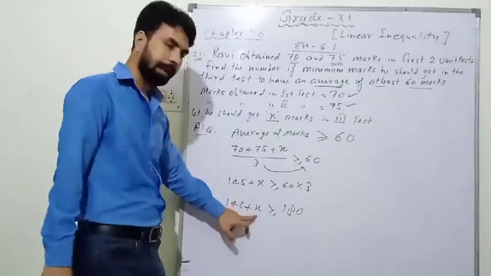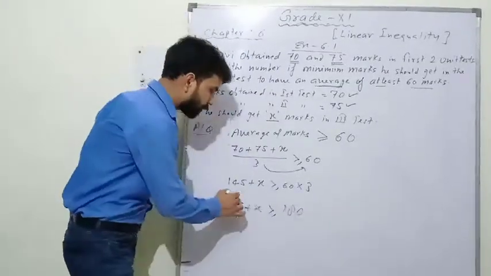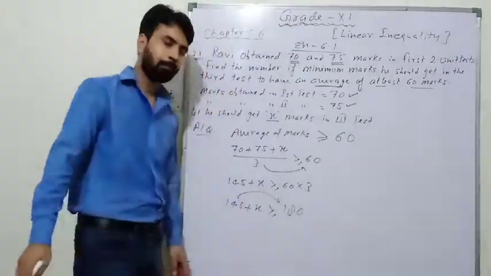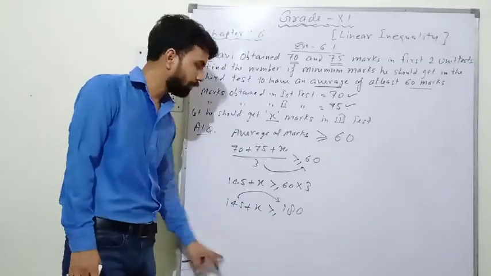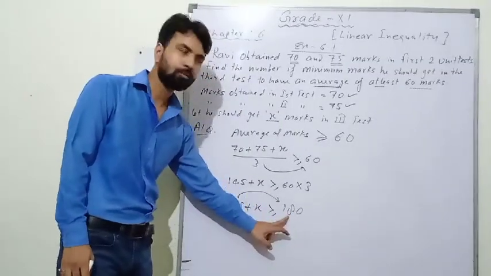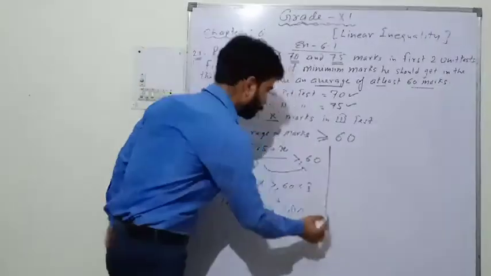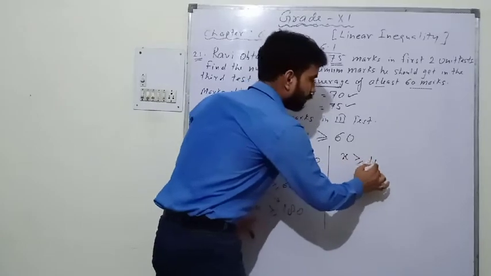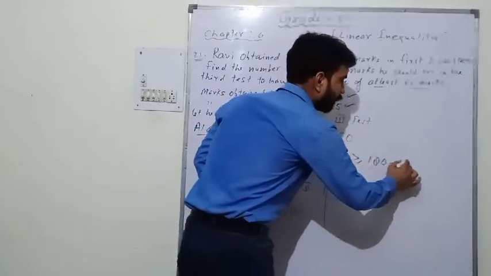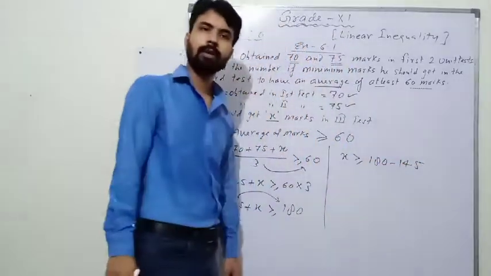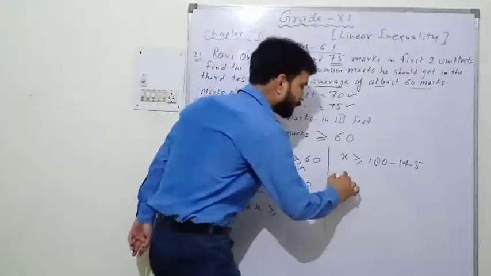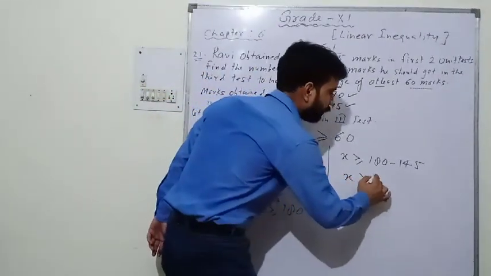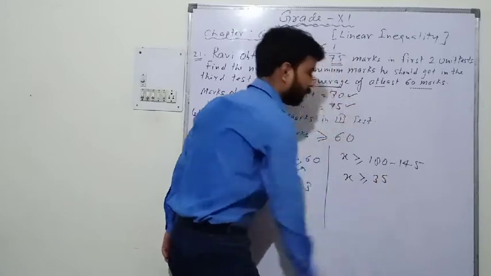Now we have to find X. So what we will do? We will shift this 145 to the right hand side. So this is positive 145, so we will subtract 145 from 180. Now X greater than equals to 180 minus 145. Clear? So X is greater than equals to 35.